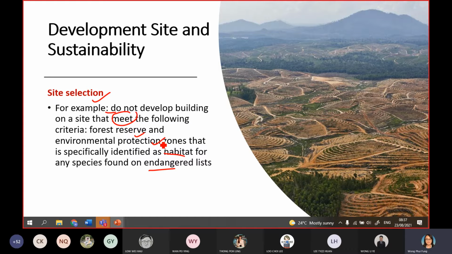When they kickstart a new development, why would you want to build near the forest reserve area? Why would you want to build near the environmental protection zone? That is something we can avoid. Avoid building anything near all these sensitive areas. That is the first thing in terms of site selection. You can make the difference.